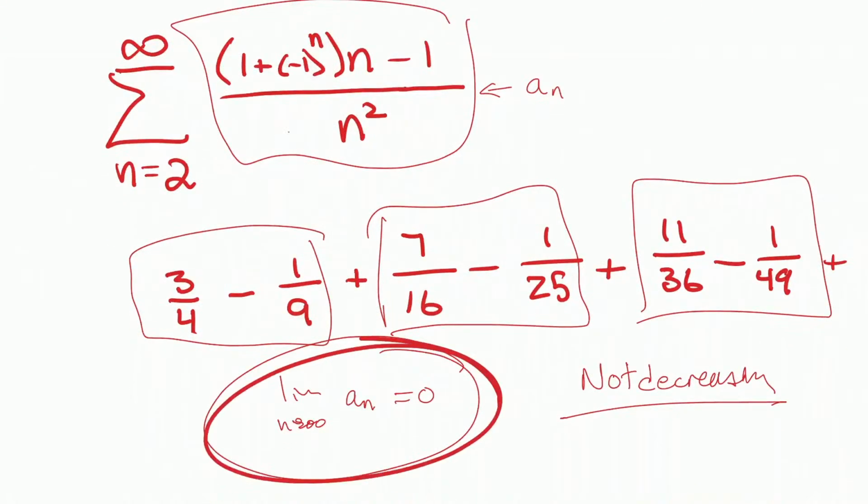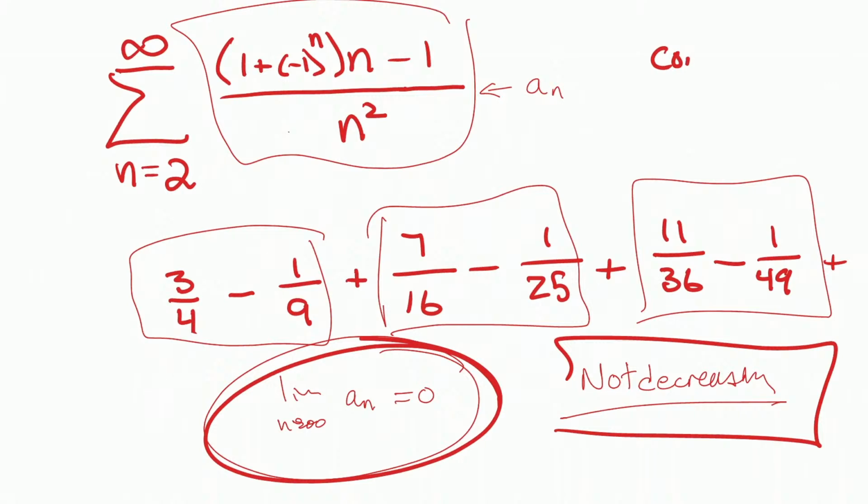The limit is 0, but the problem here is that it's non-decreasing. So when it doesn't decrease in an alternating series, you don't know. The answer is, I don't know. So you have to do something else. So this is kind of contrived.